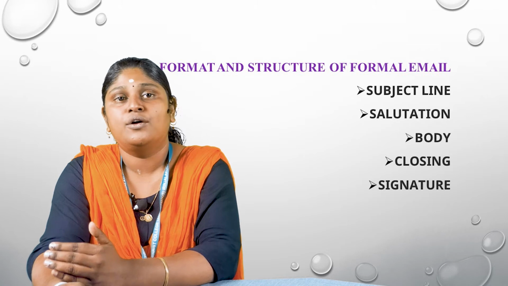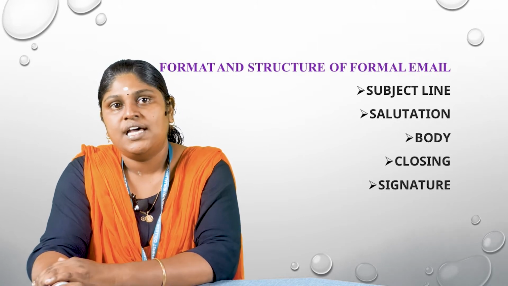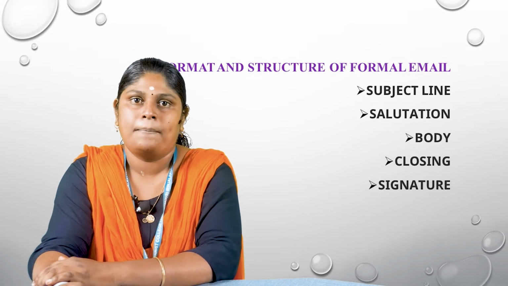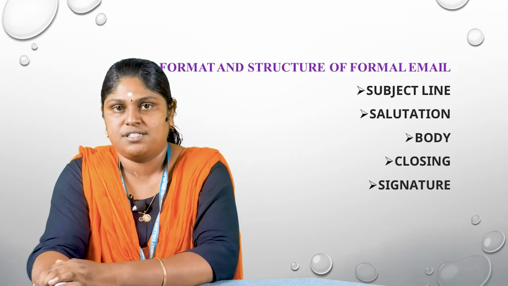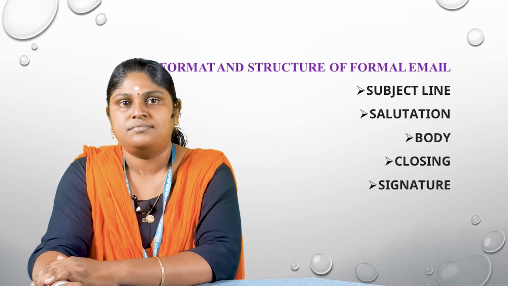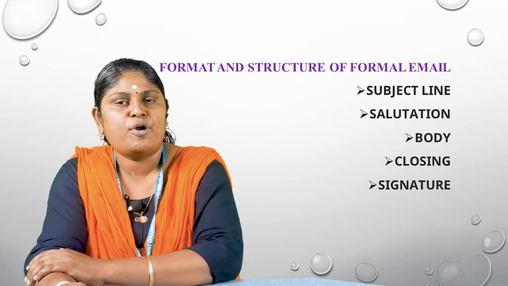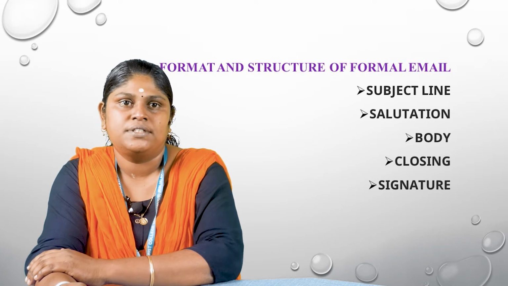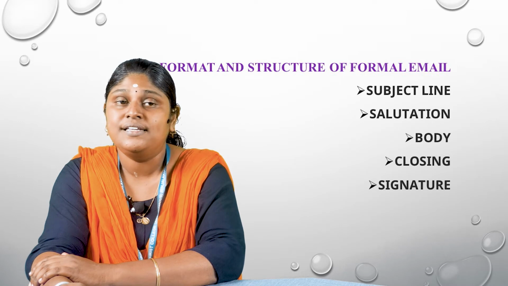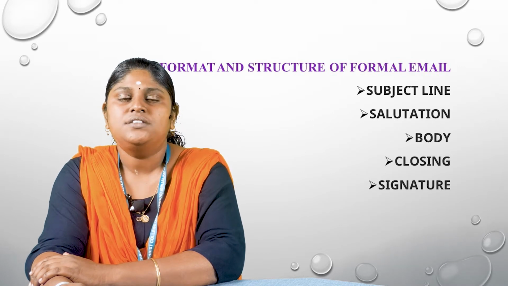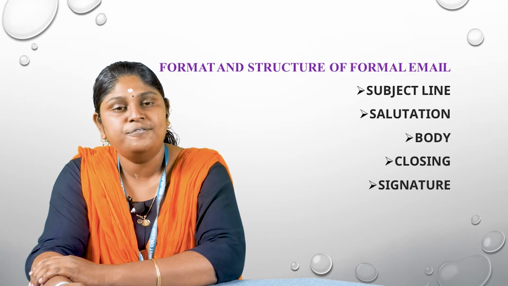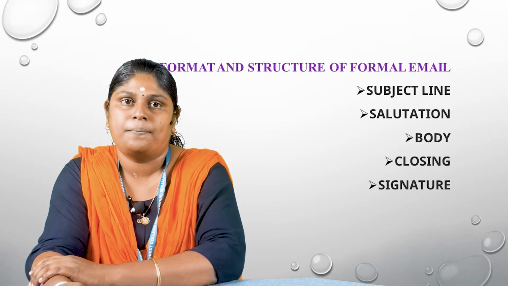Then here we are going to discuss the format and structure of a formal email. There are 5 elements to consider when formatting your email. You can see a professional email format. First one is subject line. Second is salutation. Third is body. Fourth one is closing. And the fifth is signature.